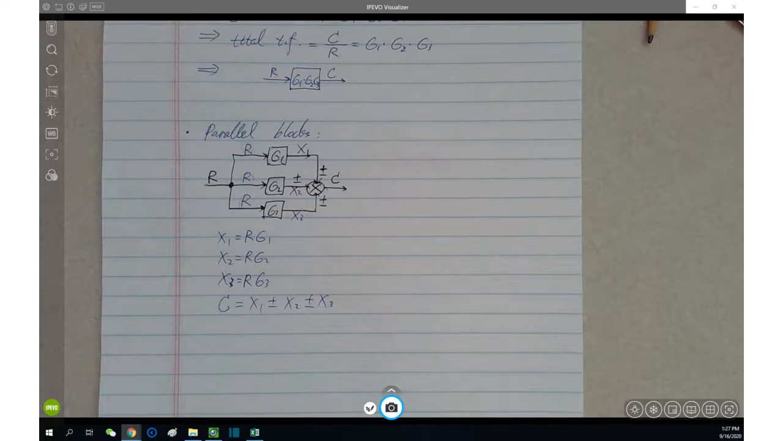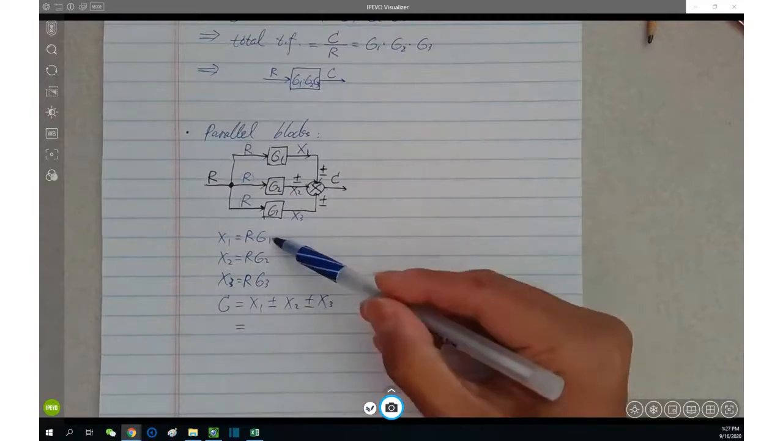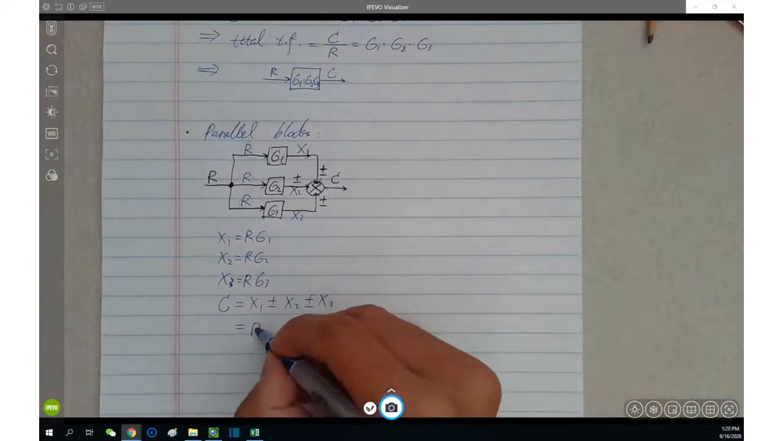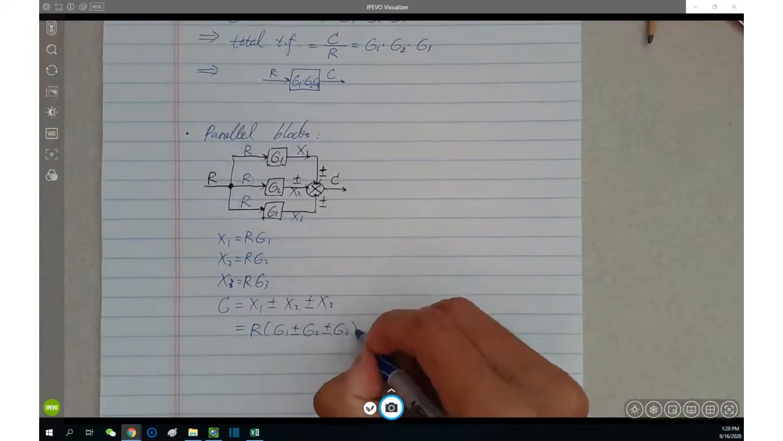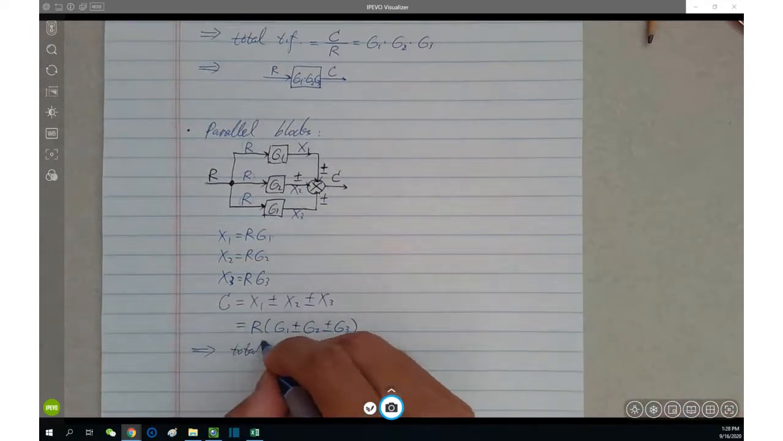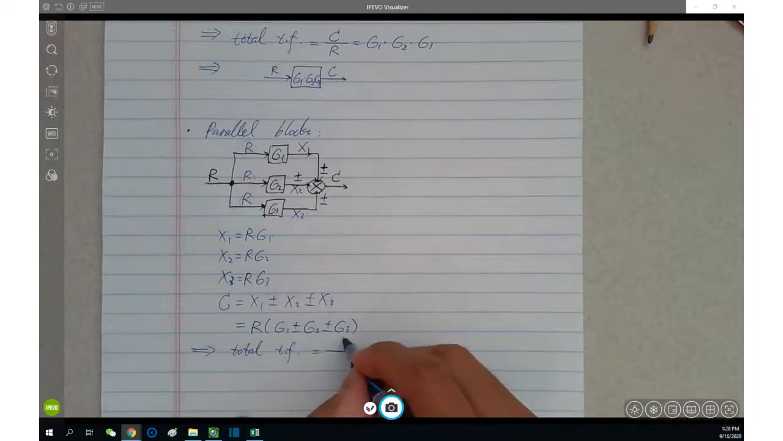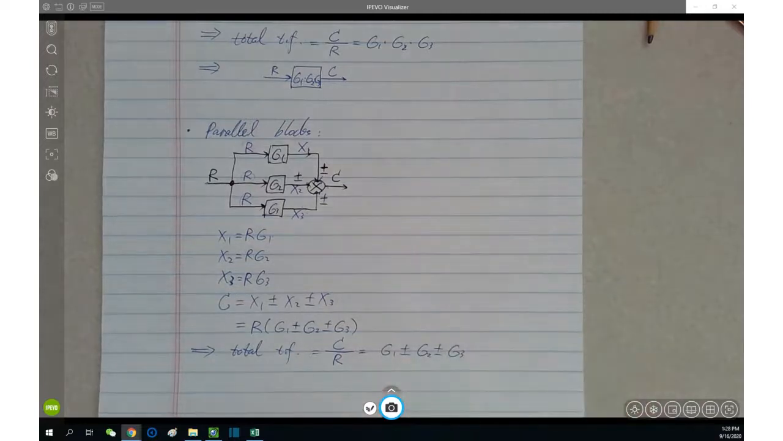Right? So this is the C. And then now we link the C to R by substituting X1 through 3 by equation 1 through 3. So we end up with R times G1 plus minus G2 plus minus G3. Therefore, the total transfer function equals total C over total R, and then equals G1 plus minus G2 plus minus G3, right?